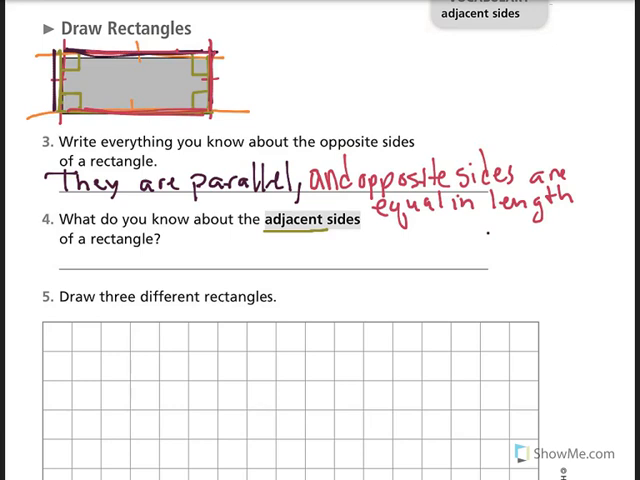So the adjacent sides do not have to be equal length. If they all are equal length, that's what makes it a square too. When they all have the right angles and equal length. There's also, we've talked very briefly about it, rhombuses. They don't have to have right angles, but they have to have all their sides equal. So rectangles, though, they don't need to be equal length.